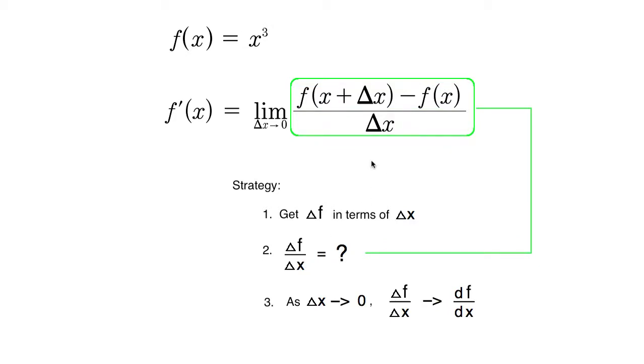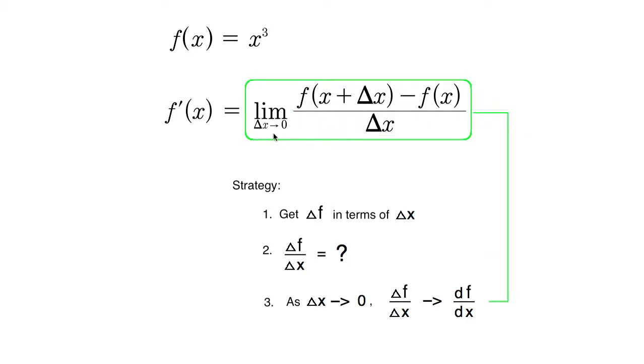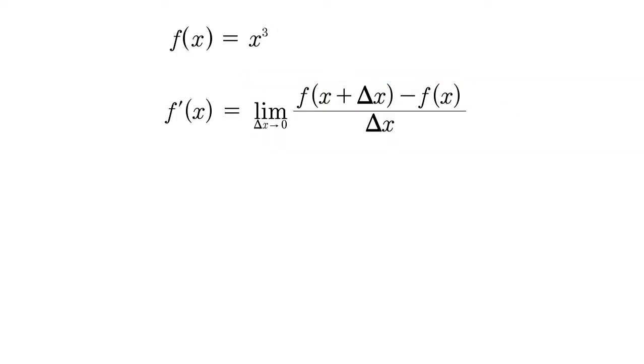Then the second step is we get the average rate of change by comparing the change in f to the change in x. That is, we divide. And then finally, we do this for smaller and smaller delta x's. Officially, we take the limit as delta x approaches 0. Okay, so that's what the derivative is. That's why the definition of the derivative looks like that. Let's apply it in this case.